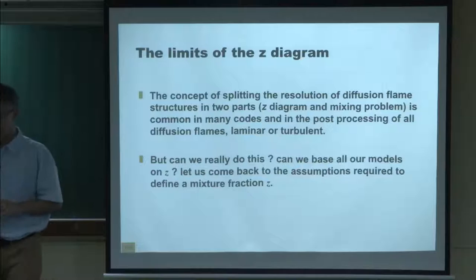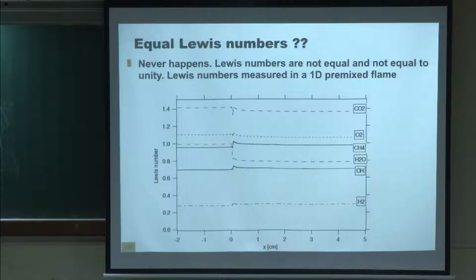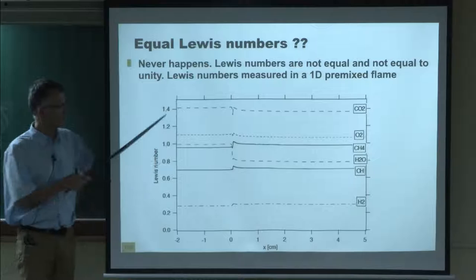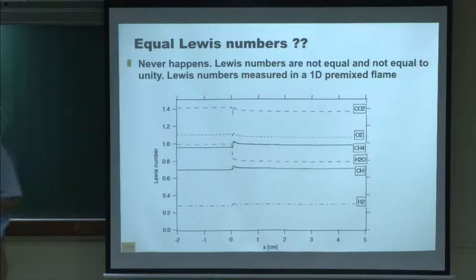We have used many assumptions to come here. The first assumption was that the Lewis numbers were equal. And you have shown yesterday that the Lewis numbers are not equal. Okay, so that's a major problem. We keep doing it, but still we know that in the real world, Lewis numbers are not equal, so the definition itself of Z is a problem. So people have tried to go around that for a while.